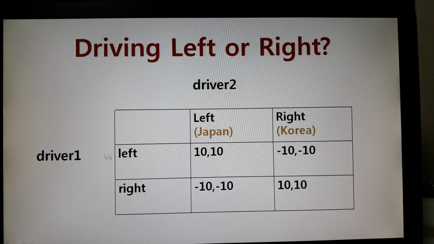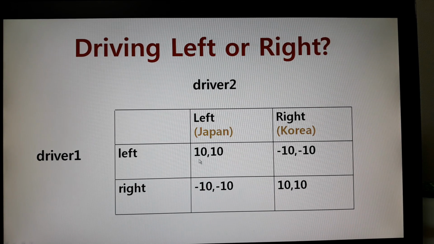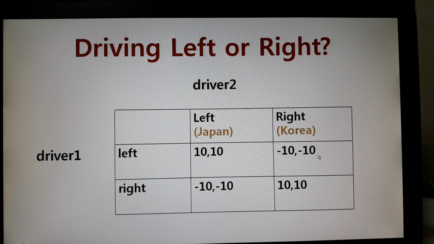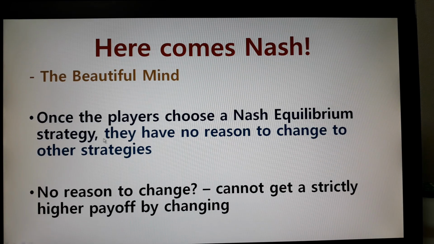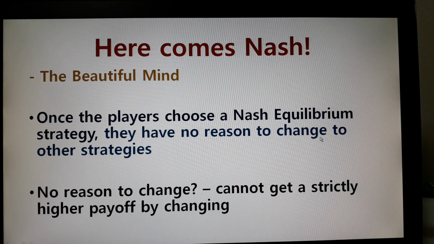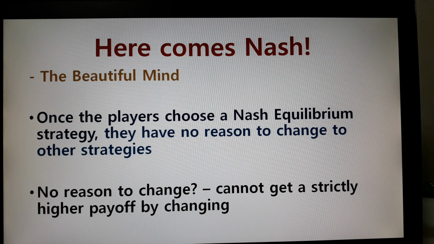What about Japan? In Japan, everybody already drives on the left-hand side. If you change, you get negative 10 and negative 10. So that's what I mean. The players have no reason to change. No reason to change means their payoff does not go up. It's going down. Okay? So once, like in Japan, everybody drives on the left, left is the equilibrium concept. Nash equilibrium. Once they drive left, no one has an incentive to drive on the right-hand side because he'd be killed in a car accident.